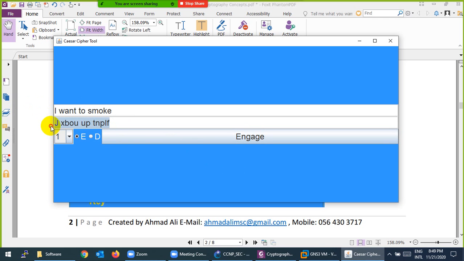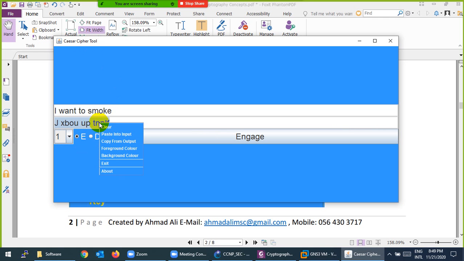So this is the smoke code word. Do you understand anything from JHB I want to smoke? No. So this is my original text, clear text, plain text, and this is ciphertext. And this is the key, and this is the encryption algorithm.